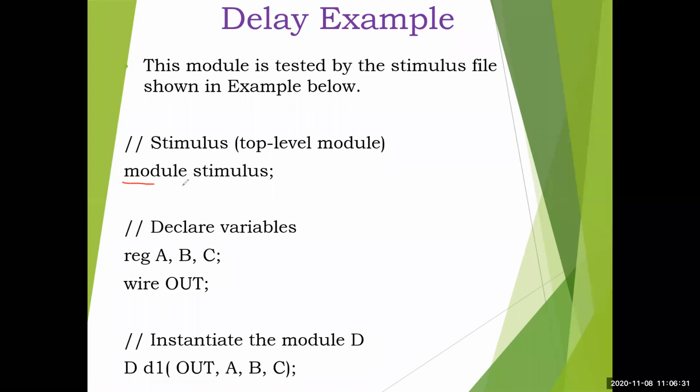So the module name is stimulus, and we have given no list of ports or port declarations. All the inputs should be declared as reg here. So reg A, B, C with capital names we have given, and the wire output should be of net data type, right? These are all basics you have gone through, so no need to explain again.